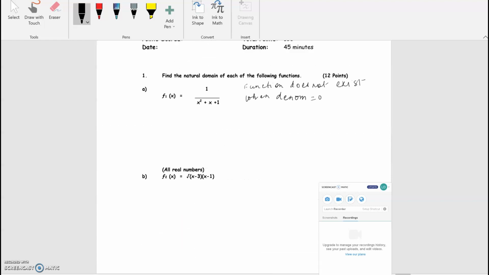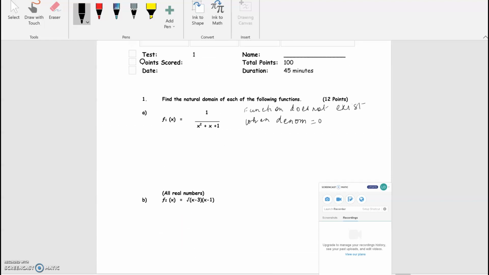And the same thing in the first problem, we need to find the points at which the denominator is equal to 0. And notice that it's impossible to factor this equation. We have to solve it only by the quadratic formula, minus b plus or minus the square root of b squared minus 4ac, divided by 2a. So that is equal to -1 plus or minus radical -3, the whole divided by 2.